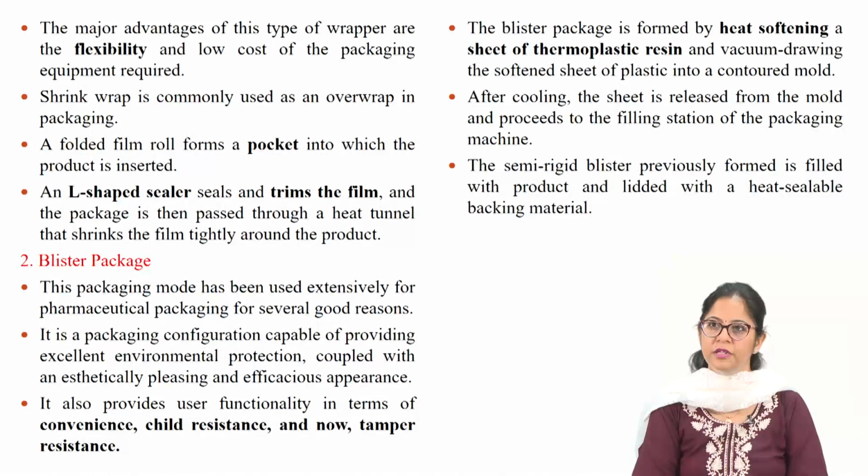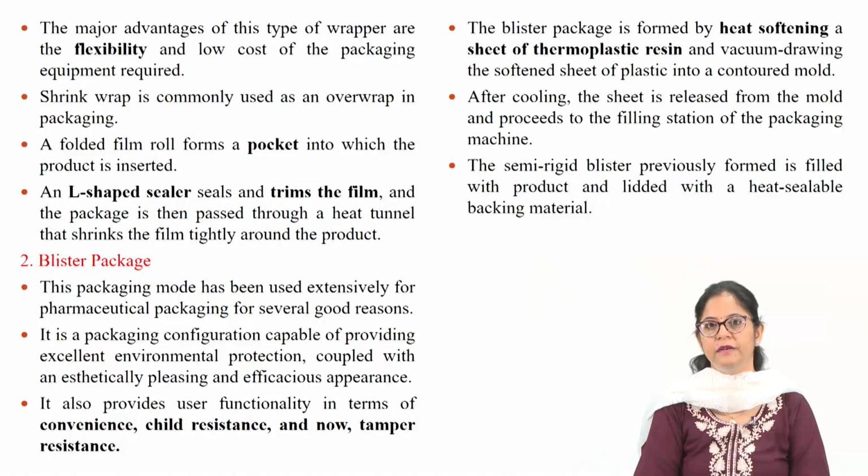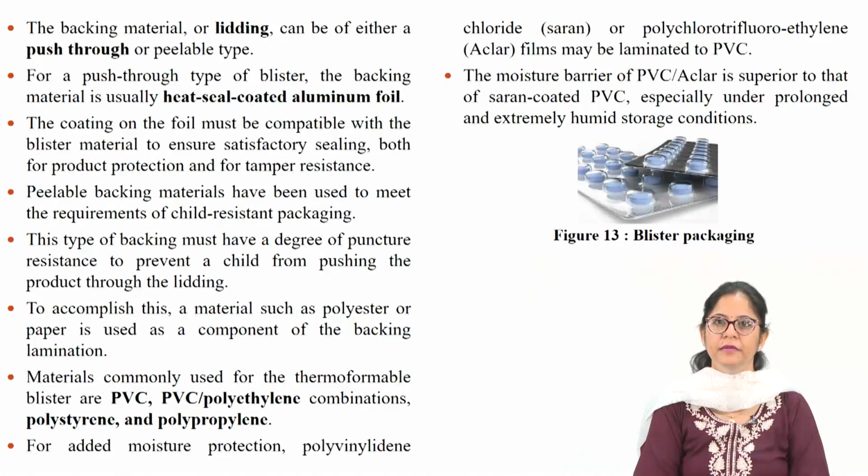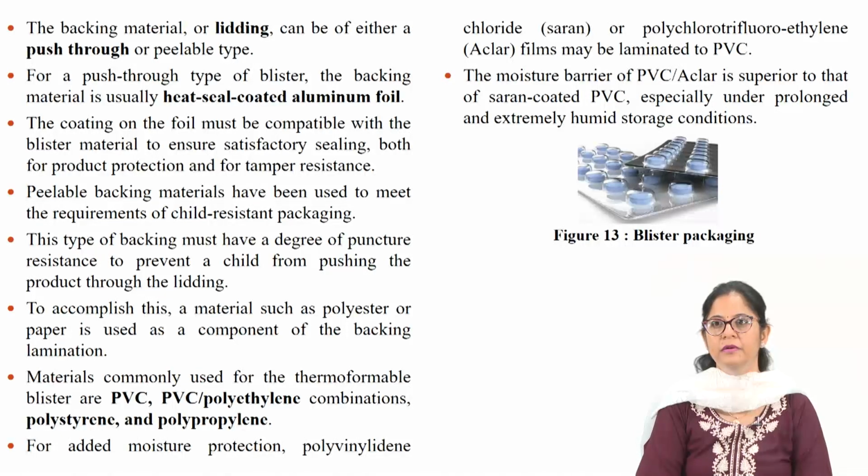The semi-rigid blister previously formed is filled with product and lidded with a heat sealable backing material. The backing material or lidding can be of either a push-through or peelable type. For a push-through type of blister, the backing material is usually heat seal coated aluminum foil. The coating of the foil must be compatible with the blister material to ensure satisfactory sealing both for the product protection and the tamper resistance.